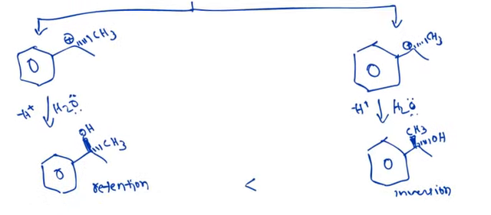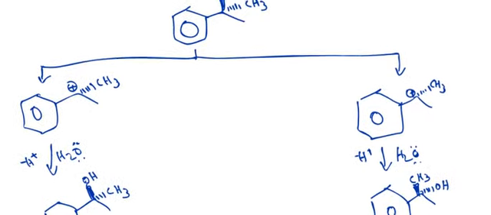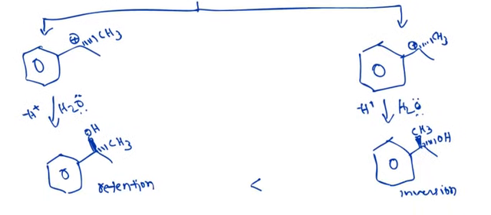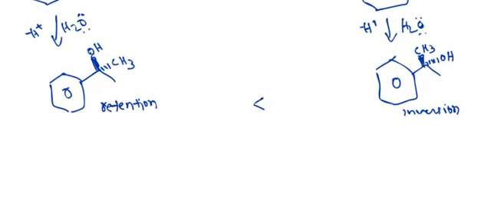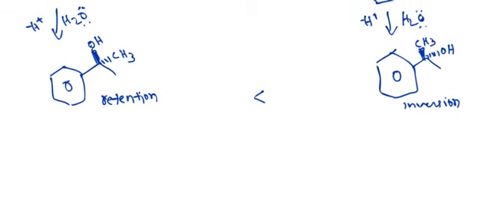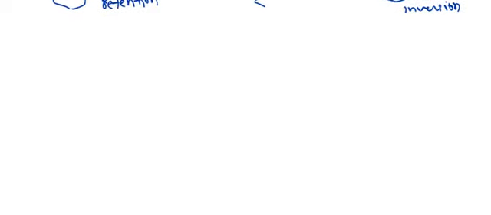So this is the mechanism, this is how inversion and retention occur. From this substrate, formation of carbocation, from the same side retention, and from the back side inversion. Inversion dominates over retention. No perfect racemization will occur.